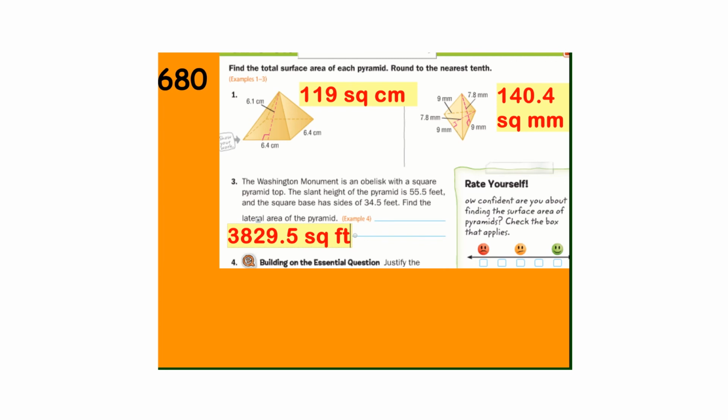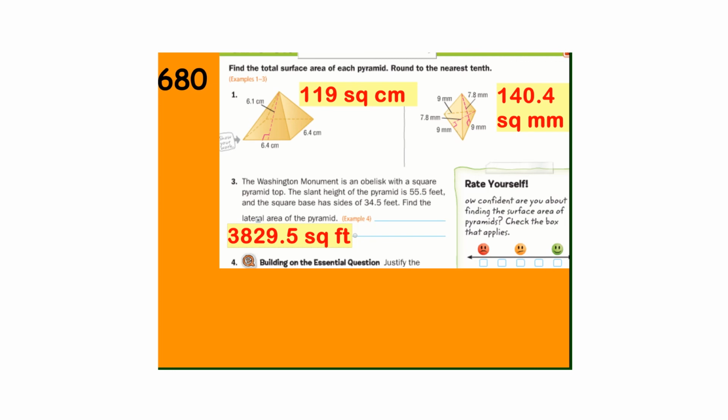Okay, so we have the Washington Monument. The slant height is 55.5 and the square base has sides of 34.5. So if we take our 34.5 times 55.5, we get 1,914.75. Those are triangles, so we have to divide by 2. We get 957.375, and then how many of those triangles would there be? 4. Take that times 4, and you get 3,829.5.